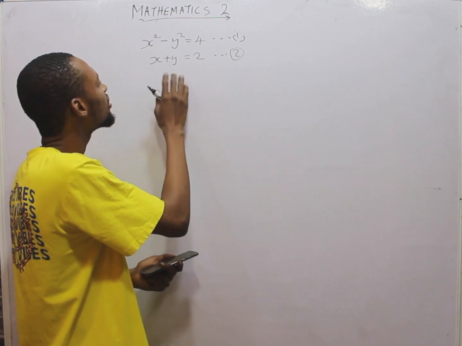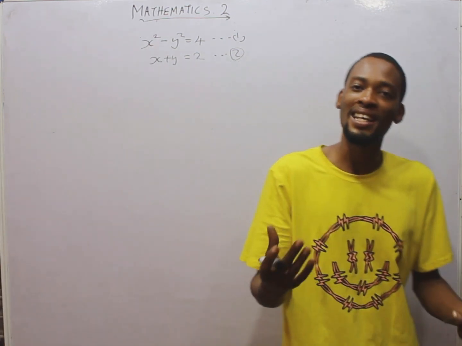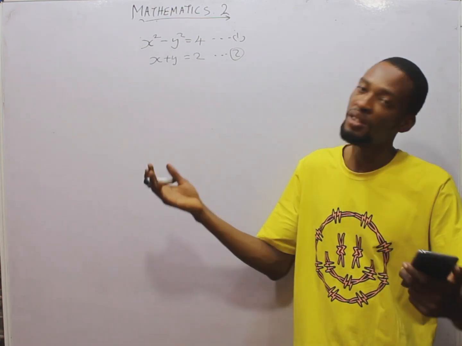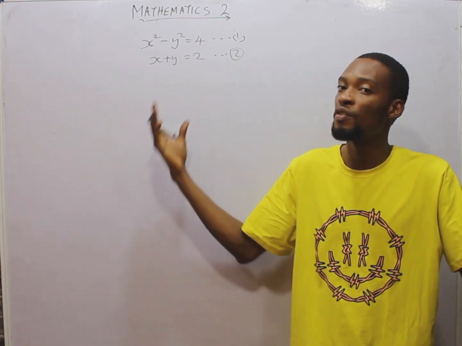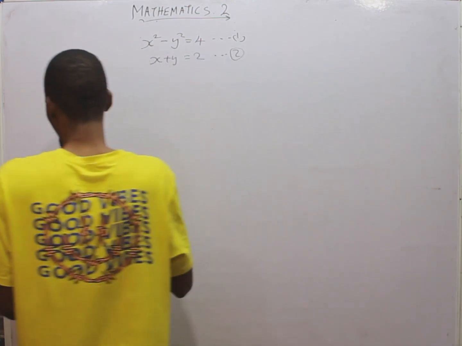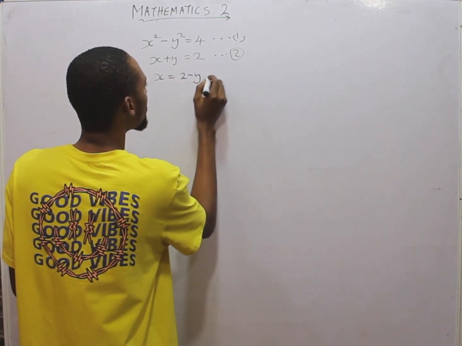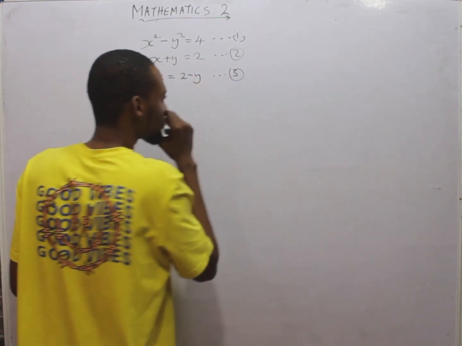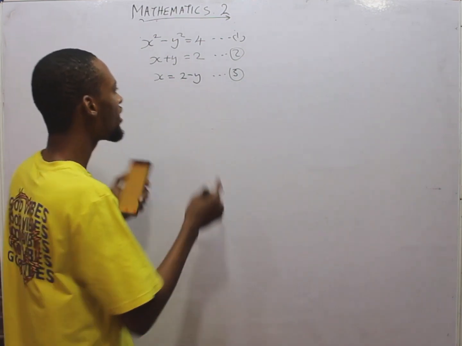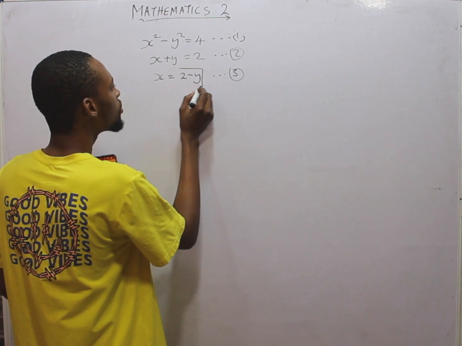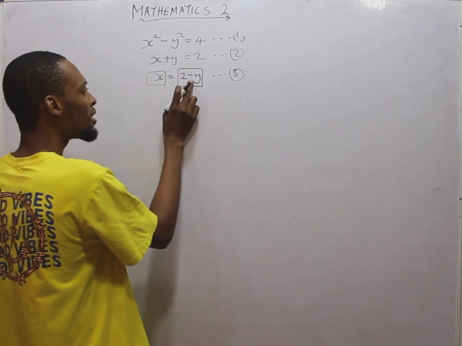Choose any of the variables to make the subject of the formula. Should we make s or y? We can use any one. In this case, let's make s the subject of the formula. This will simply give you s is equal to 2 minus y. This is equation 3. Why is it called the substitution method? Because anywhere you see 2 minus y, it is s. Anywhere you see s, it is 2 minus y.